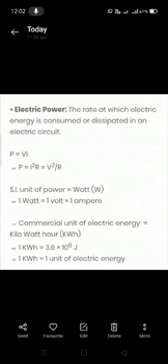SI unit of power is watt. Its symbol is capital W. 1 watt equals 1 volt into 1 ampere. Commercial unit of electrical energy is kilowatt hour, small k capital WH. 1 kilowatt hour is nothing but 1 unit of electrical energy, and its value is 3.6 into 10 power 6 joules.